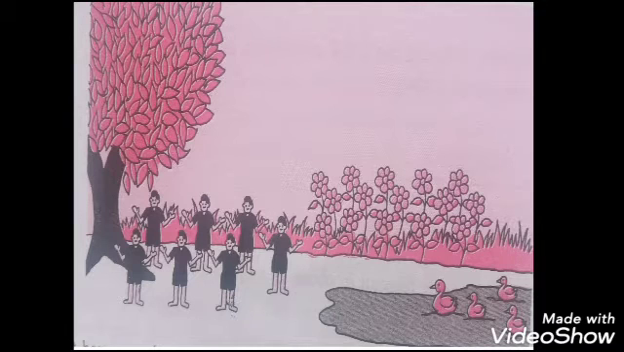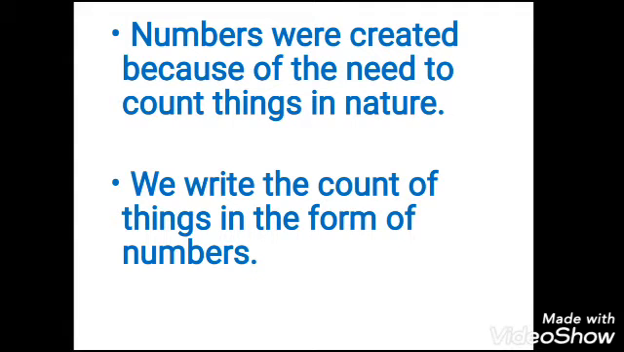Look at the given picture. We see there are some objects. We have to count these objects in order to find out the answer how many. So, there are 7 boys, 4 ducks, 1 tree and so on. The numbers were created because of the need to count things in nature. We write the count of things in the form of numbers.